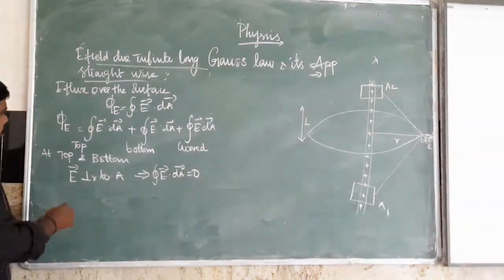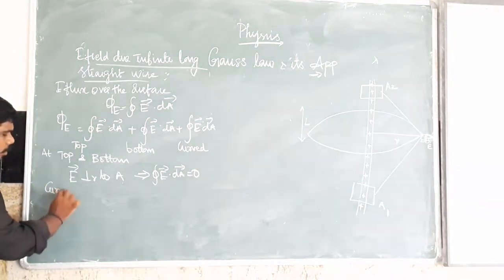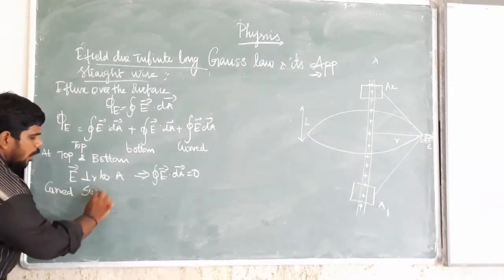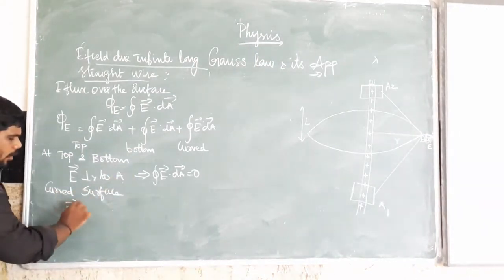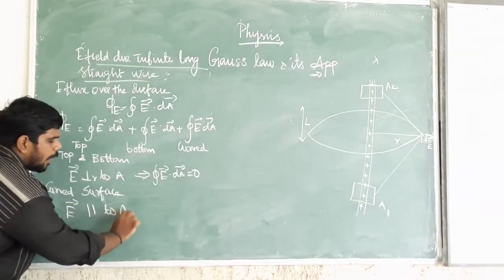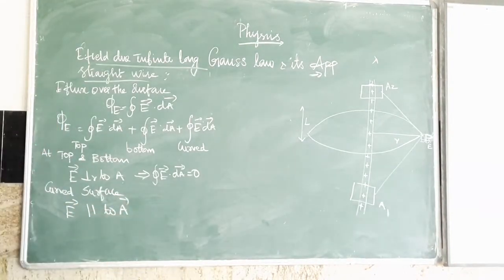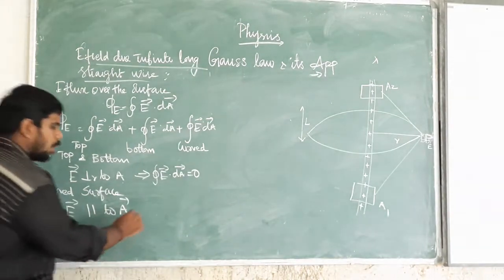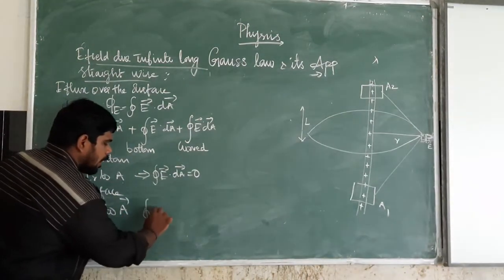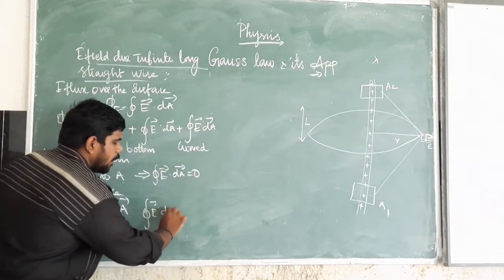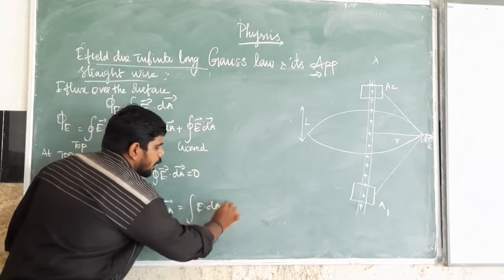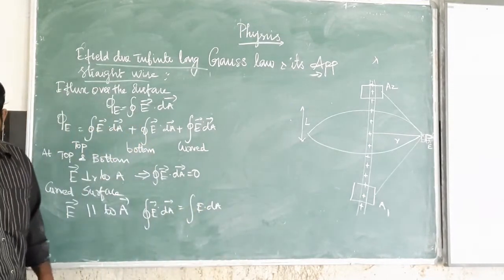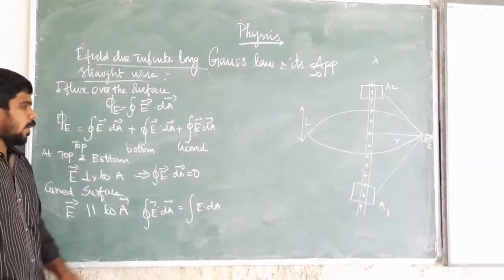Then for a curved surface, what do we get? The electric field will be parallel to the area component. So the closed integral of E vector dot dA vector is equal to the curved integral of E dA, E dot dA. Clear?